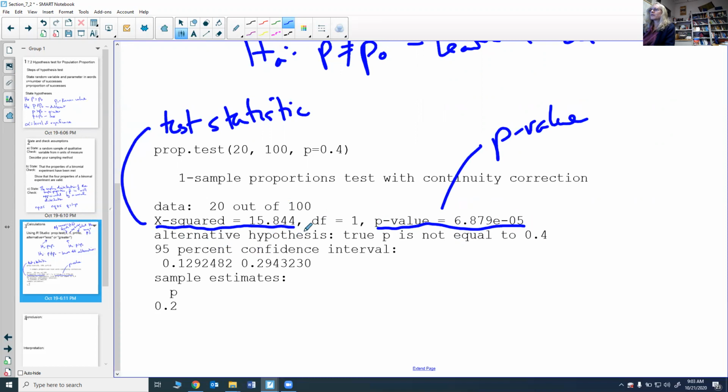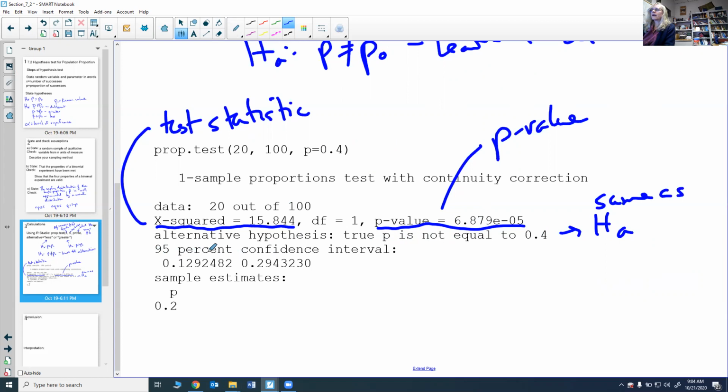It then tells your alternative hypothesis. This is a good thing to check to make sure you actually have this as being what HA says. So this should be the same as your HA. You want to make sure it actually is what your HA said. If it's not, then you typed in something wrong up here in your prop.test. And this one is saying true P is not equal to 0.4, and that's what we wanted. We wanted a not equal to in this case, because I didn't put an alternative equals.